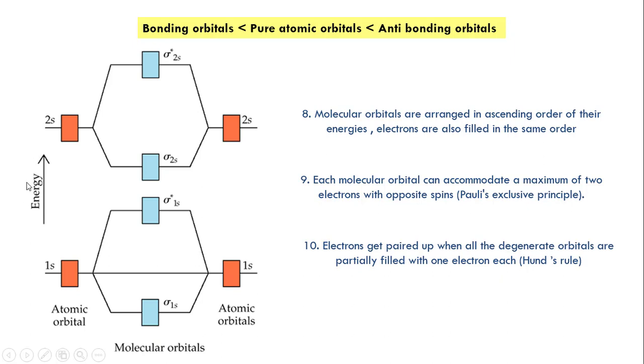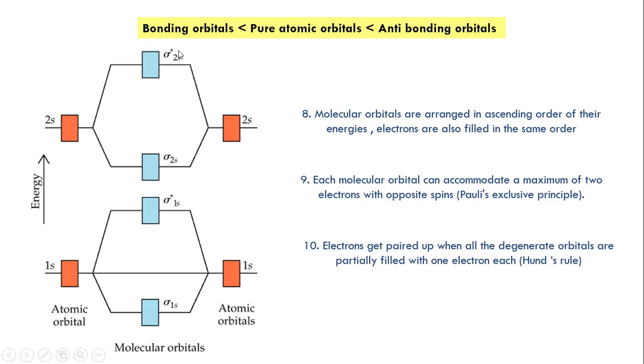If you don't write it, the marks will decrease. You can lose the marks. And here, these are sigma 2s and sigma star 2s.